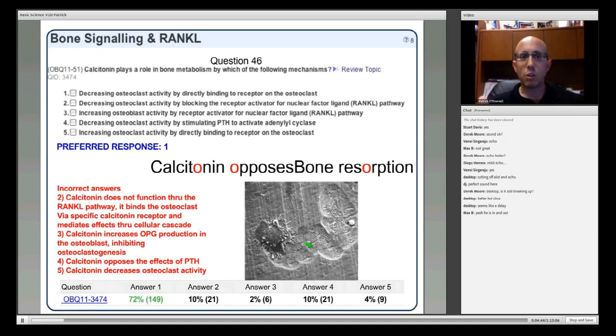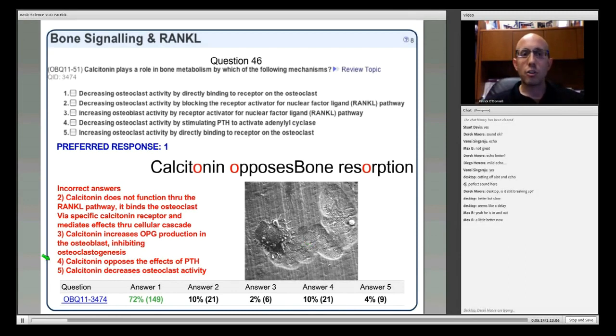Going back to the question, calcitonin plays a role in bone metabolism by which of the following mechanisms? Well, the correct answer is 1. Looks like 72% of you got that right. That's awesome. If we look at the incorrect answers, number 2, calcitonin does not function through the RANK ligand pathway. It binds via the specific calcitonin receptor. Number 3, calcitonin actually increases OPG production in the osteoblast, again inhibiting osteoclastogenesis.